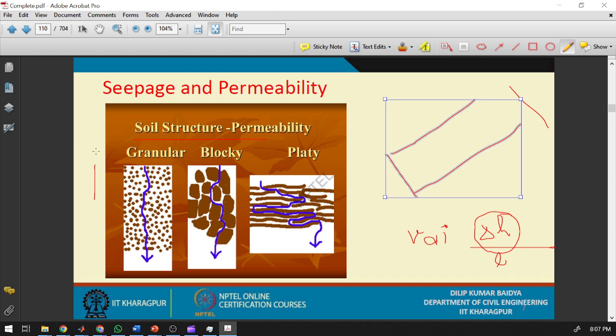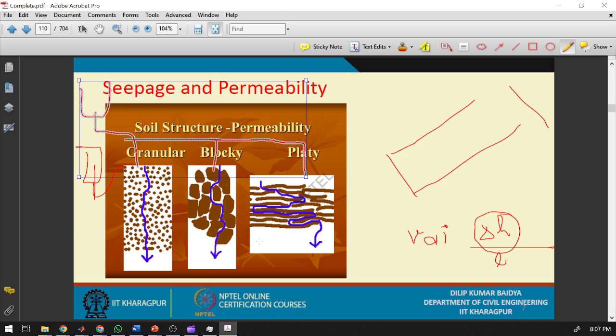If I have connected this with the water tank, if I connect this, connect this, all these three will have the same head difference. But what will be different is the length of flow. Okay, the length of flow. So here they are trying to say the length of flow is short, length of flow is long, length of flow is very long.